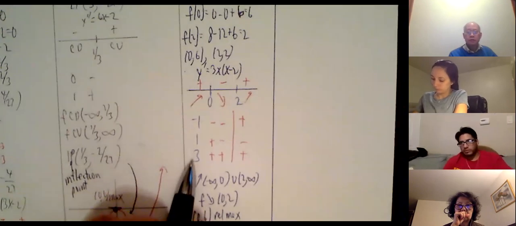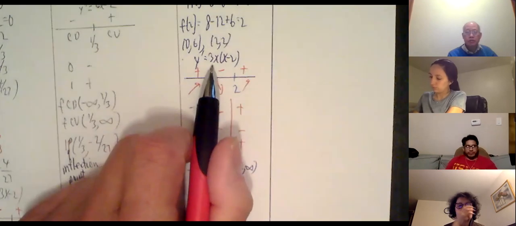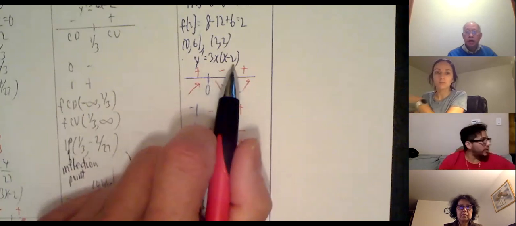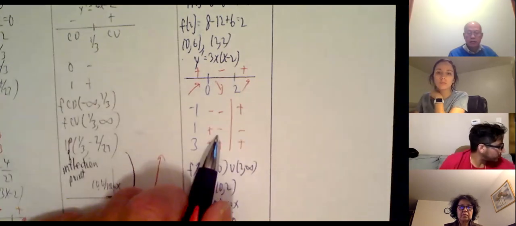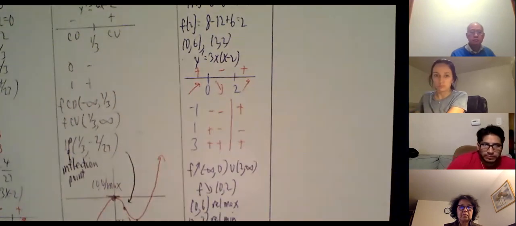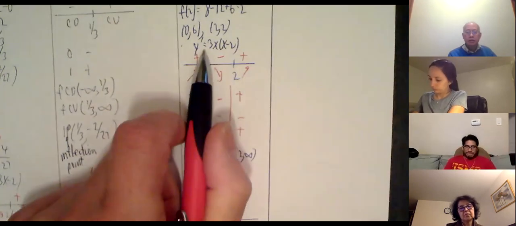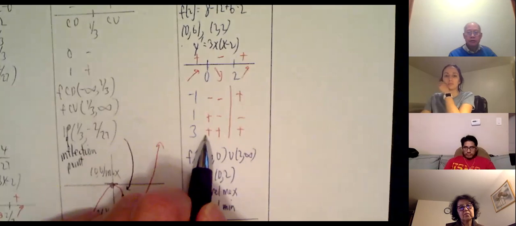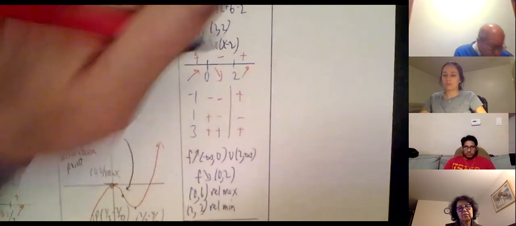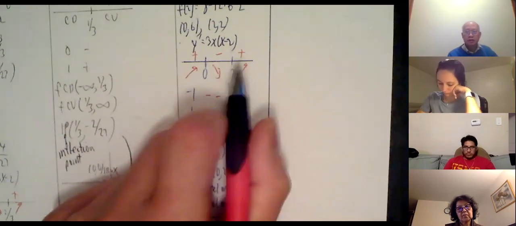Do the same thing for 1 and for 3. For 1: 3 times 1, positive. 1 minus 2, negative. Positive times a negative, negative. So I put a little minus sign there. And 3: 3 times 3, positive. 3 minus 2, positive. Positive times positive, positive.